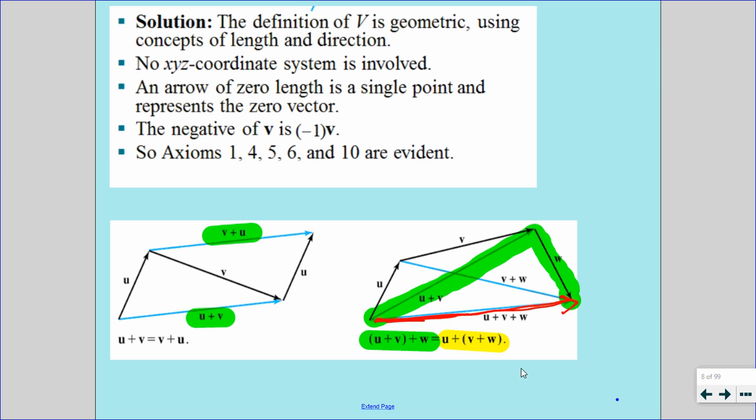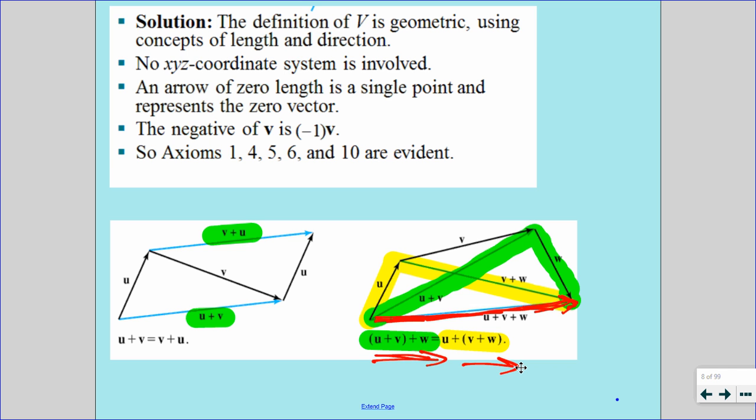Now if you look at u plus w plus v, that is this path. U plus w plus v is the yellow side of that equation. So here's u plus w plus v, and notice the resultant vector is the exact same thing if you connect head to tail. This is the red one and this is the red one. So that geometrically shows that the associative property is true when you consider the geometric representation of vectors. So that is axiom 3.